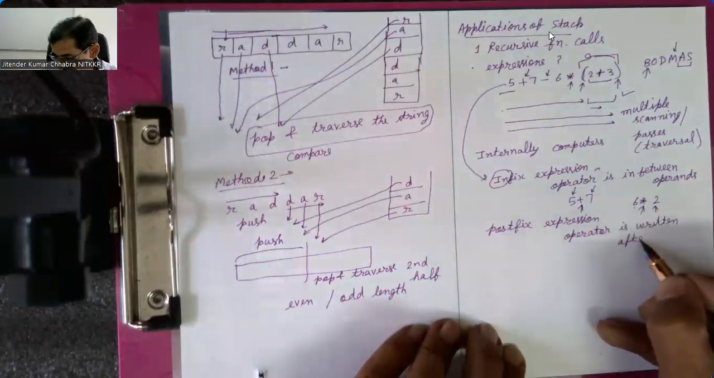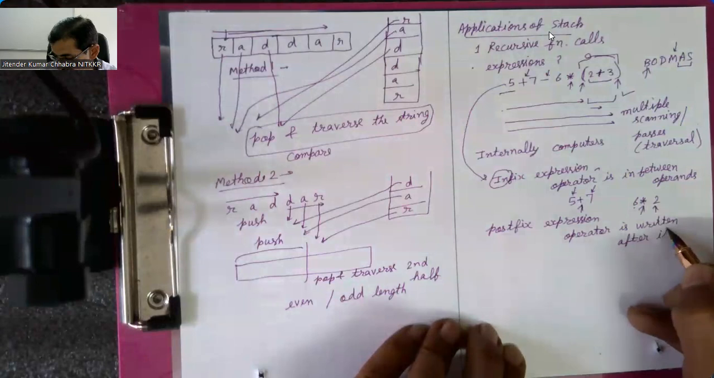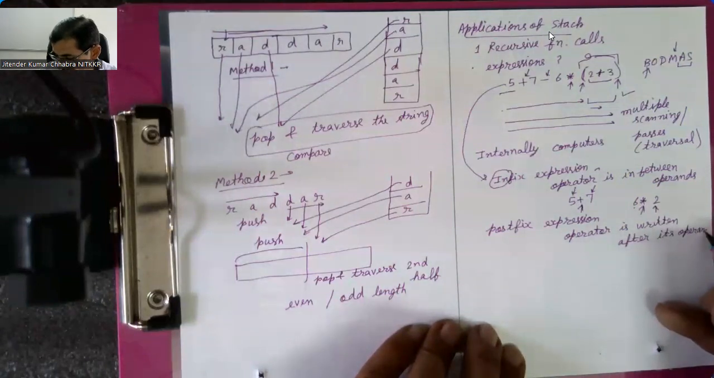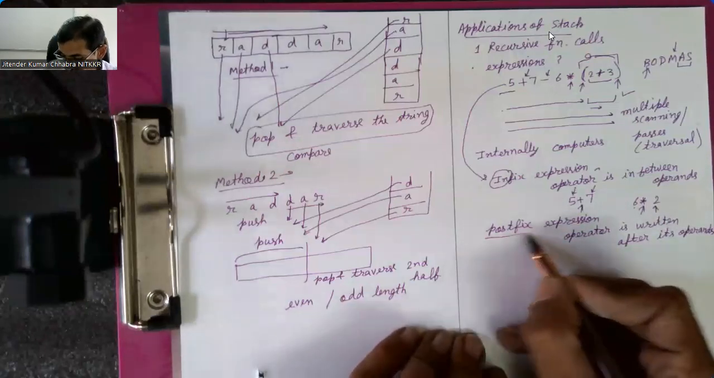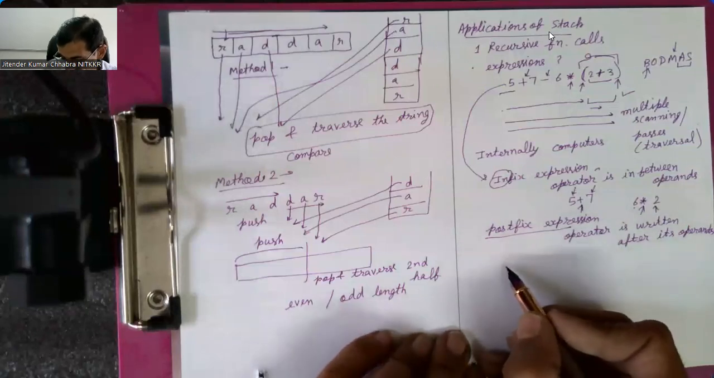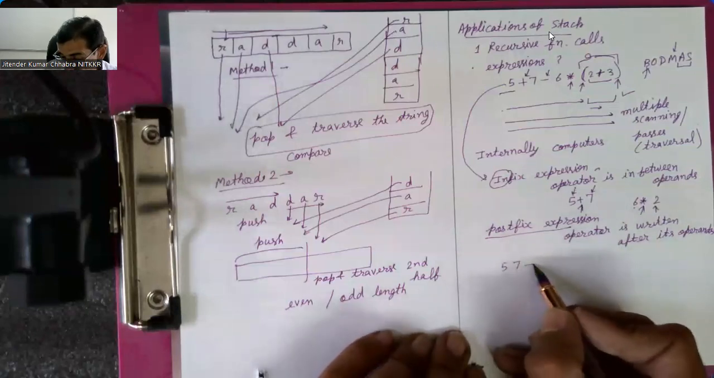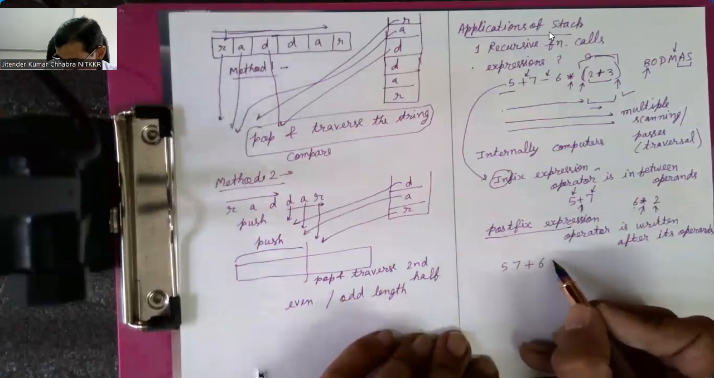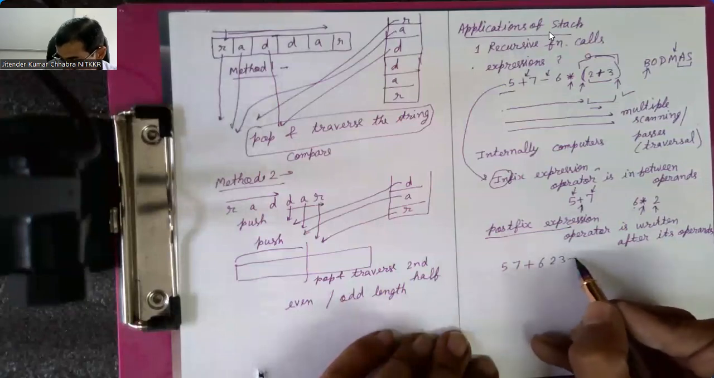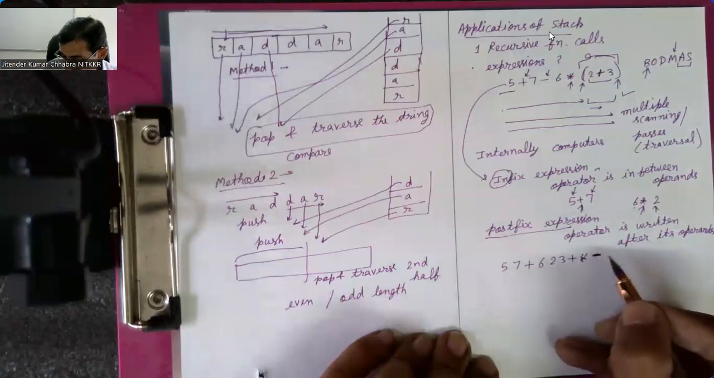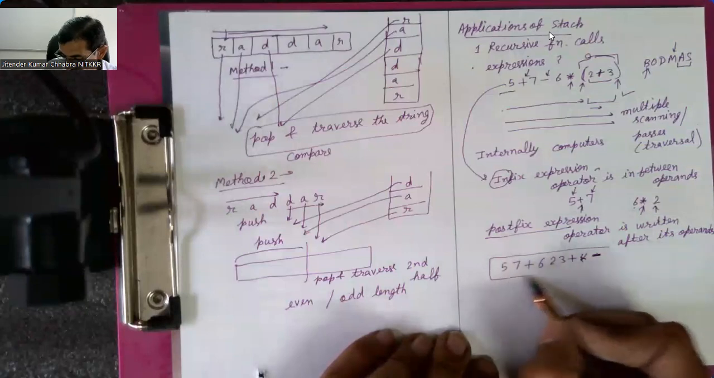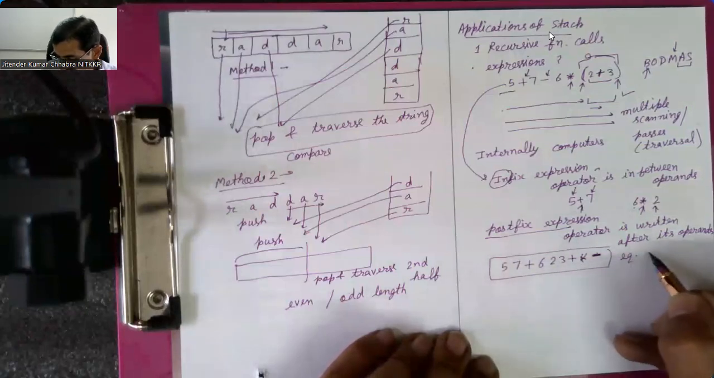After its operands, and calculation or evaluation of postfix becomes much easier. So that is what we are going to see now. The postfix expression, for example, for the above one will become 5 7 plus 6 2 3 plus star minus. How do we get this? Don't bother. This is the equivalent postfix expression for the above infix expression.